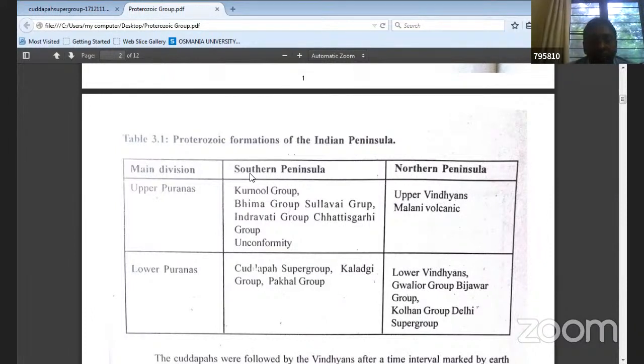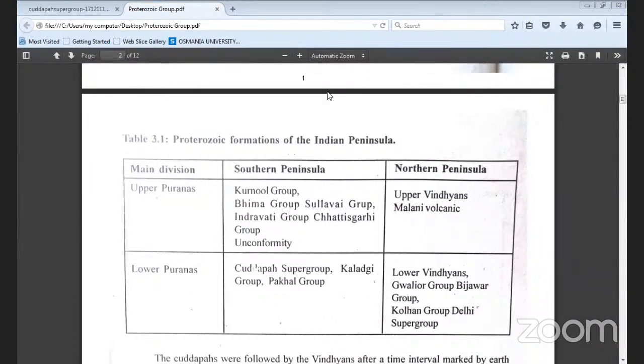In the lower Purana, the southern peninsula has the Kadapa supergroup, Kaladgi supergroup, and Pakhal group, and it is equivalent to the northern peninsula, which has the lower Vindhyan, Gwalior group, Bijawar group, Kolhan group, and the Delhi supergroup.